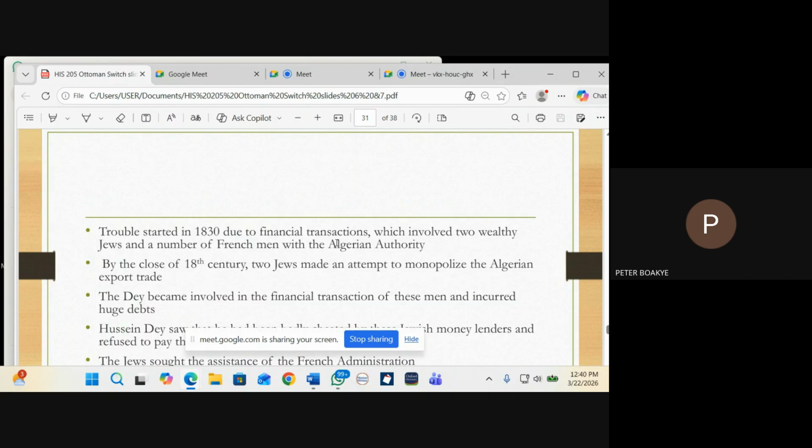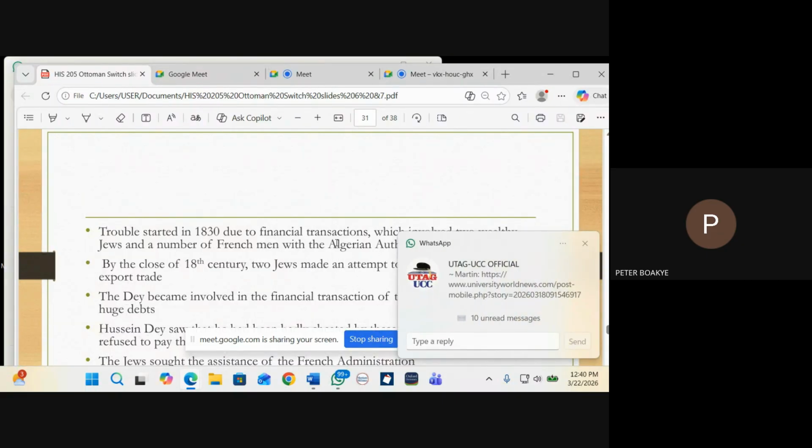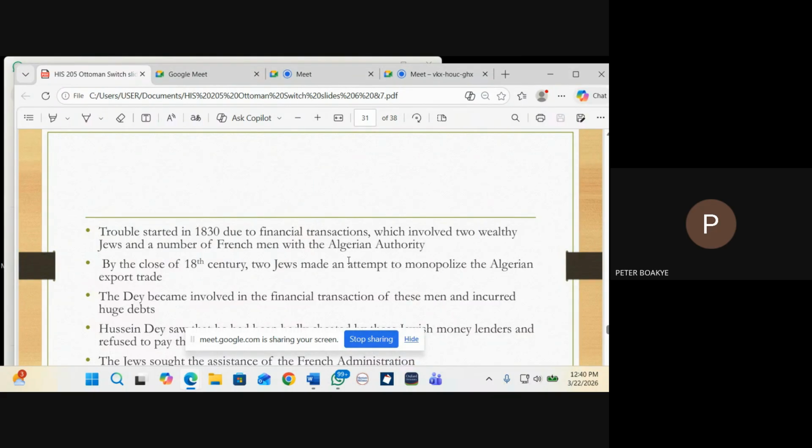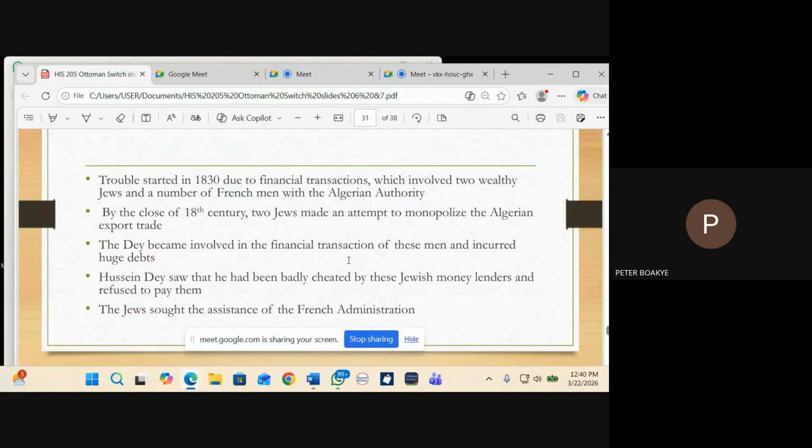Trouble started in 1830 due to financial transactions. And this was what started to mar the relations between Algeria and France. This involved two wealthy Jews and a number of Frenchmen with the Algerian authority. By the close of the 18th century, two Jews made an attempt to monopolize the Algerian export trade. They became involved in the financial transactions of these men and incurred huge debts.